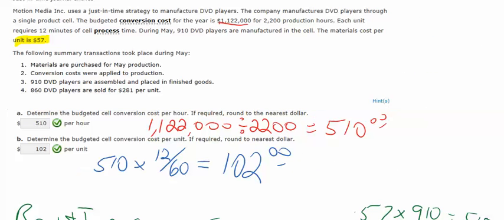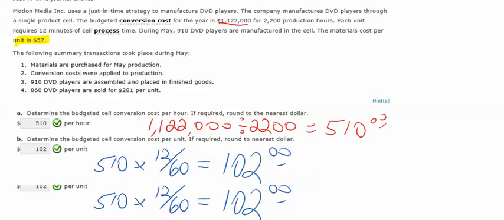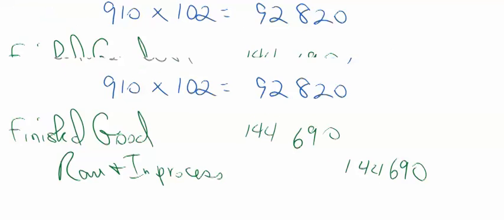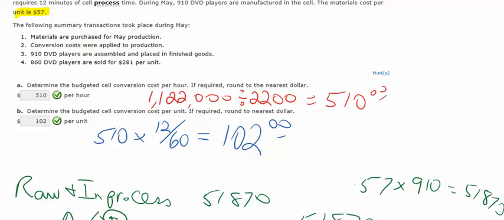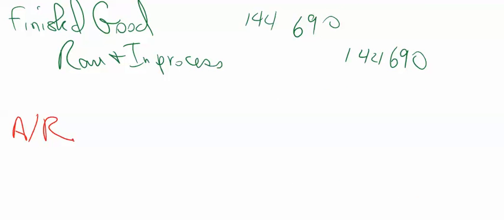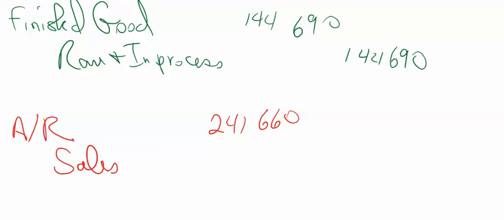Now the fourth and final journal entry, it says 860 players were sold for $281. So we're going to record the sale. First, we're going to debit our accounts receivable for the total sales price. And the sales price is going to be 860 times 281. So that equals 241,660. So I debit my accounts receivable for 241,660. I'm going to credit my sales for 241,660.